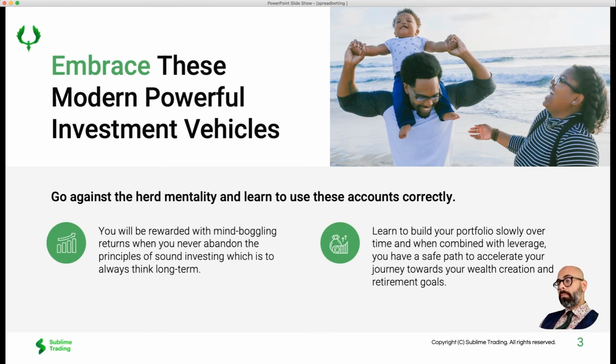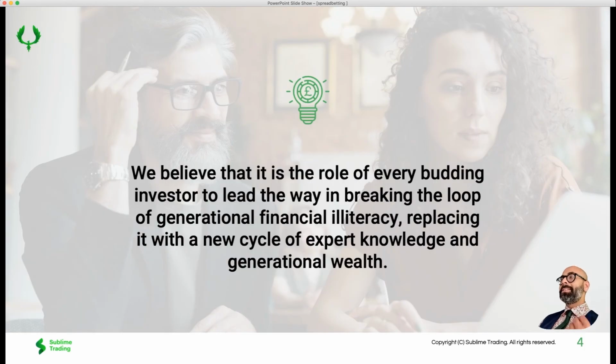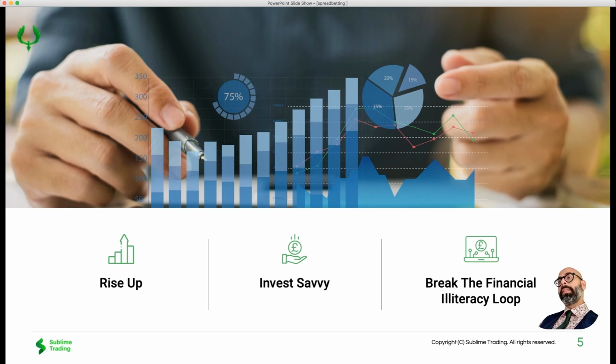So just to summarize this, guys, you combine the long-term principles of sound investing with leverage and with compounding and with spread betting, tax-free returns, free of capital gains tax. We believe that it is the role of every budding investor to lead the way in breaking the loop of generational financial illiteracy, replacing it with a new cycle of expert knowledge and generational wealth. And that involves you rising up, investing savvy, and breaking the financial illiteracy loop.